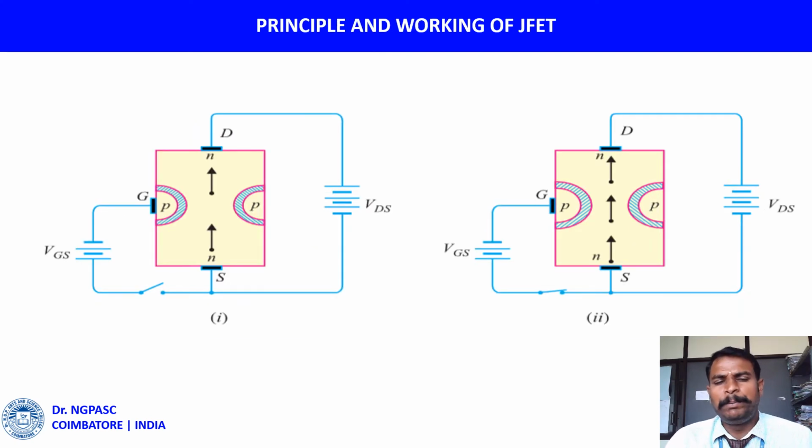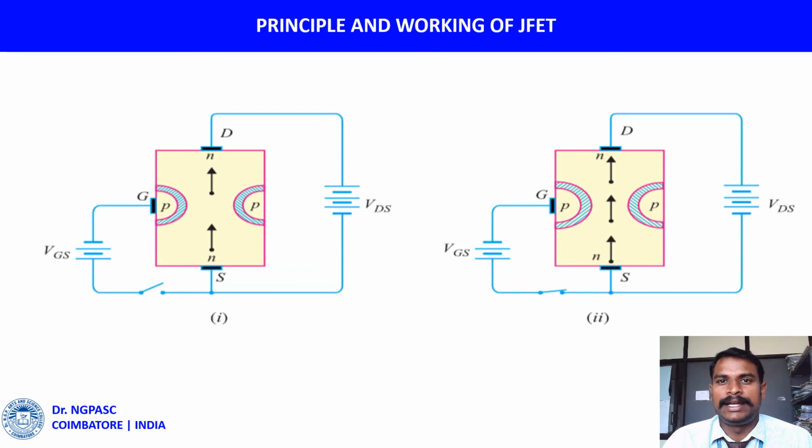Next, principle and working of JFET. The figure shows the circuit of an N-channel JFET with normal polarities. Note that the gate is reverse biased. The principle: the two PN junctions at the sides form two depletion layers.